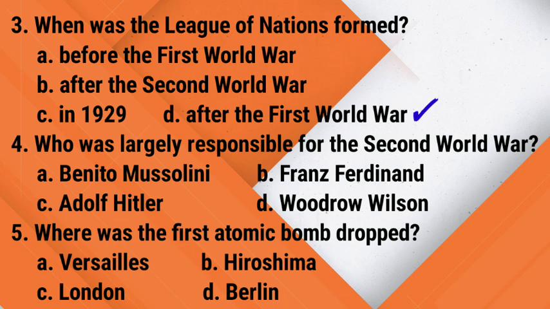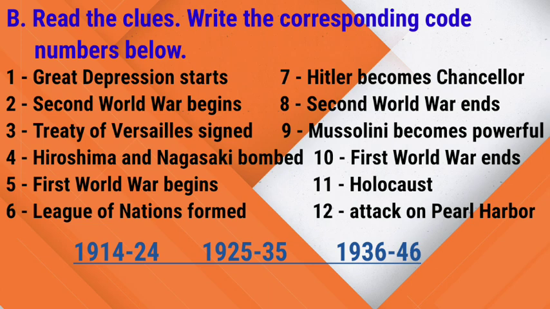4. Who was largely responsible for the Second World War? A. Benito Mussolini. B. Franz Ferdinand. C. Adolf Hitler. D. Woodrow Wilson. Answer is C. Adolf Hitler. 5. Where was the first atomic bomb dropped? A. Versailles. B. Hiroshima. C. London. D. Berlin. Answer is B. Hiroshima.